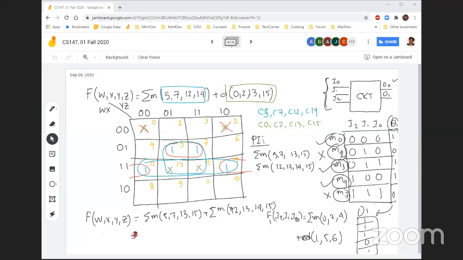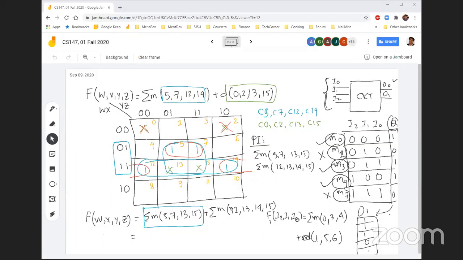Now, how do I write it in terms of these variables? That is the question, W, X, Y, Z. So we look at the group. Okay, so let's pick up this group first, 5, 7, 13, 15. And we look at first this group's row. Look at the row. And in this row, now see which variable's value is constant.